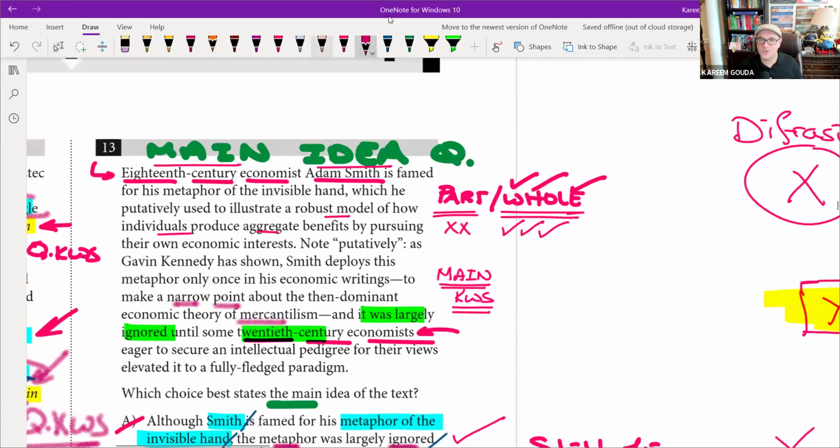So, 18th century economist Adam Smith is famed for his metaphor of the invisible hand, which he putatively used to illustrate a robust model of how individuals produce aggregate benefits by pursuing their own economic interests. What is the meaning of the word putatively? Come on, we took this before. Who knows what the word putatively means? Come on, guys.